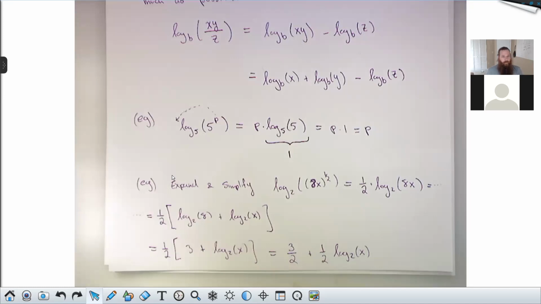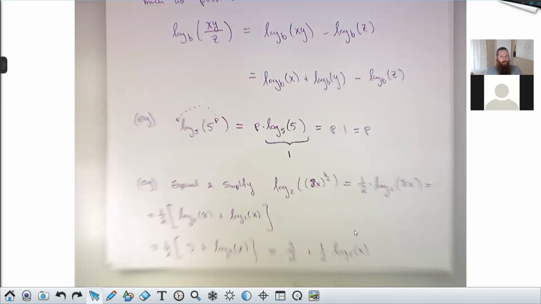Lily, either one is fine. So if you wanted to, instead of having this as 1/2 times bracket 3 plus log 2 of x, you can distribute the 1/2 and write it like this. That would be fine also. You could have distributed the 1/2 back at this step if you wanted. Any other questions on these guys?